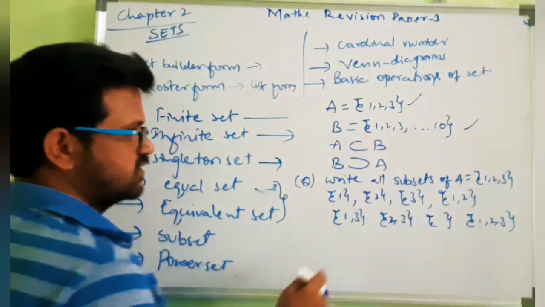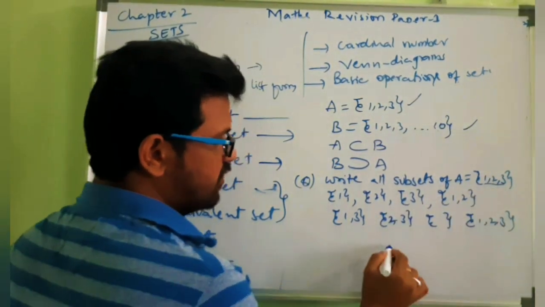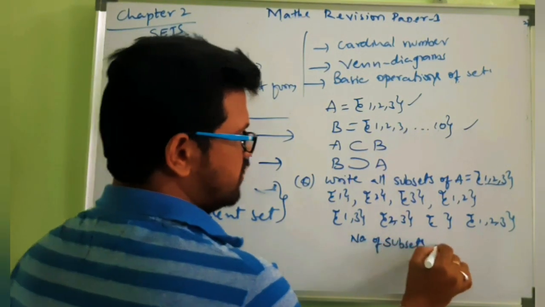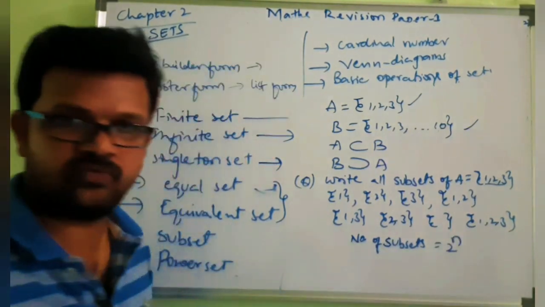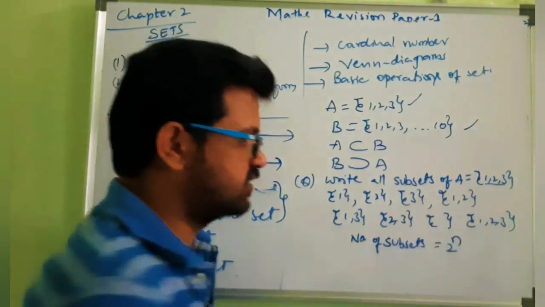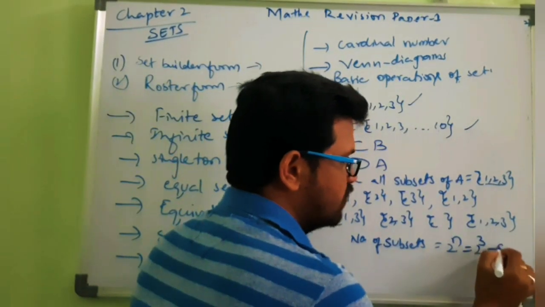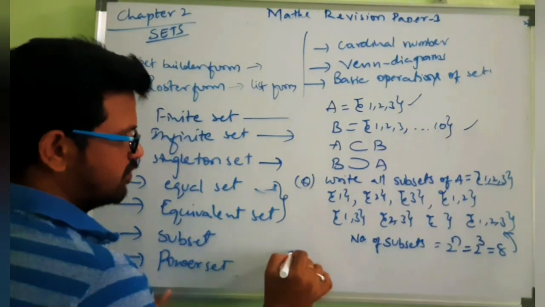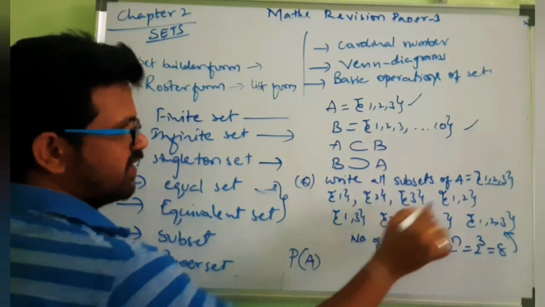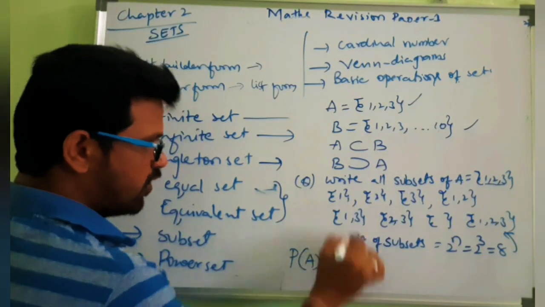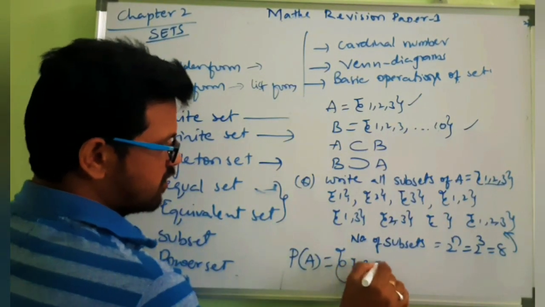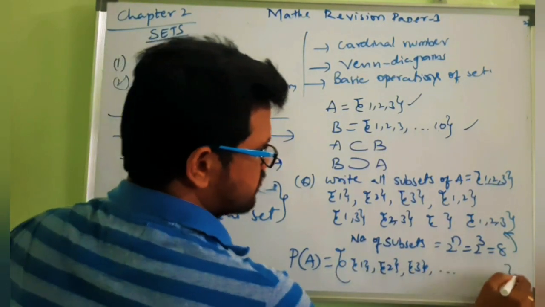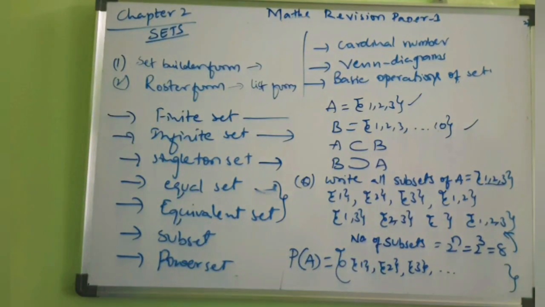There is a formula. What is the formula? Number of elements are 3. So number of subsets formula is equal to 2 to the power of n. What is the n? Number of elements, that is 2 cube is equal to 8. So we got 8 subsets. What is the power set? Power set is nothing but P of A. P of A is equal to the set of all the subsets, that is set of set 1, set 2, set 3 like this. Set of all the subsets is called the power set.